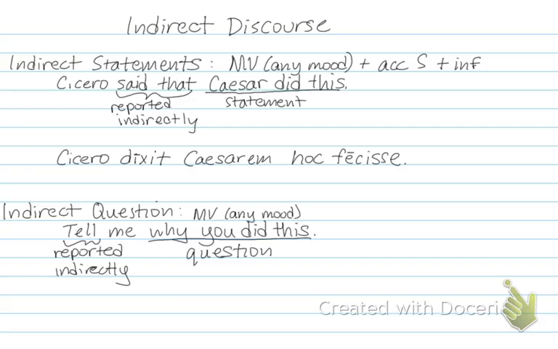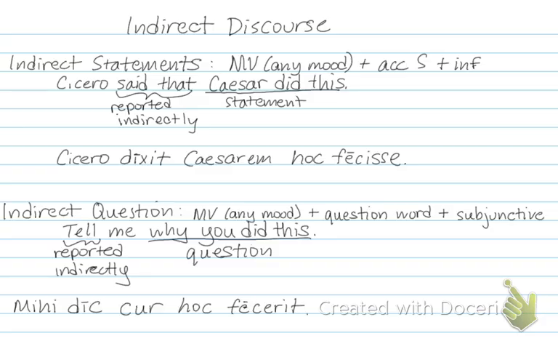So, for indirect questions, we can introduce it with the verb again in any mood, and then we add our question word, and then we put the verb of the indirect question into the subjunctive mood. So, for this sample sentence, mihi dic, tell me, cur hoc fecerit. Oops, I just changed it to tell me why he did this. Sorry, didn't intend that. Okay, so cur hoc fecerit is the indirect question. It's introduced by our main verb dic, where here I happen to have chosen an imperative.